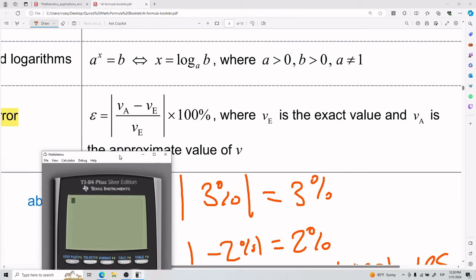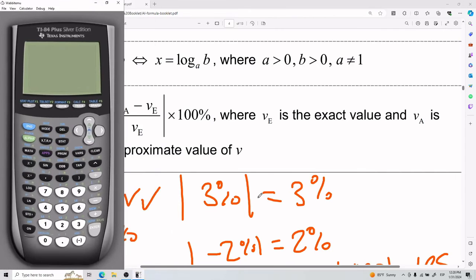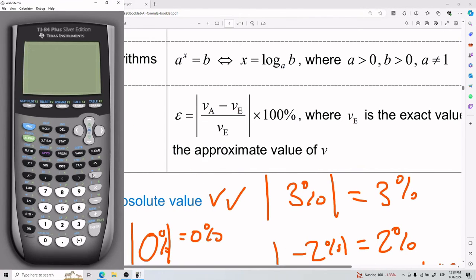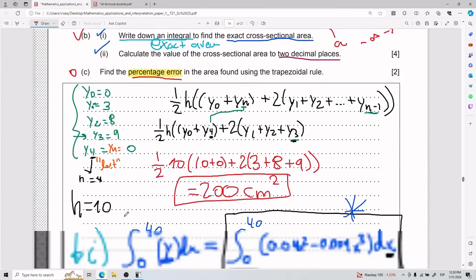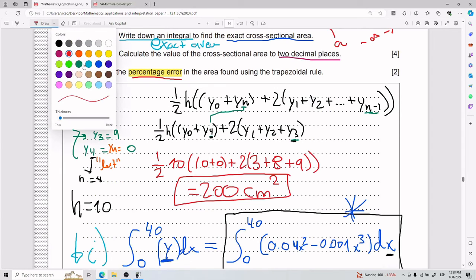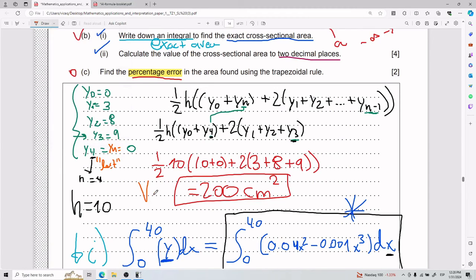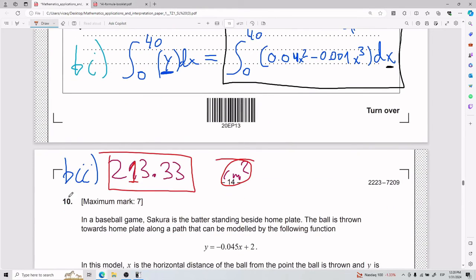So here, following this equation, first things first, I want to put it in a fraction because it's easier, so I can press alpha F1, and of all these options, the first one gives you a fraction, okay? So the approximate value, what might it be? Well, I did tell you that the trapezoidal rule is for finding an approximation. So my VA is going to be this. So my VA is 200, right? And my exact, what I calculated with the integral, is this, okay?